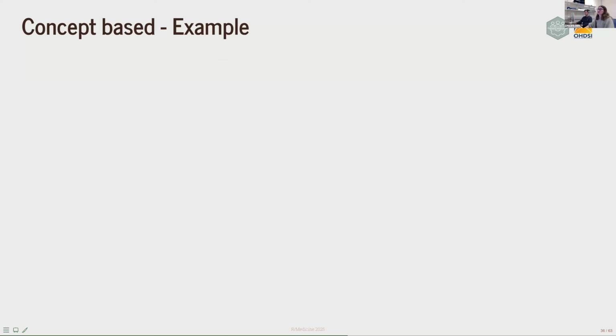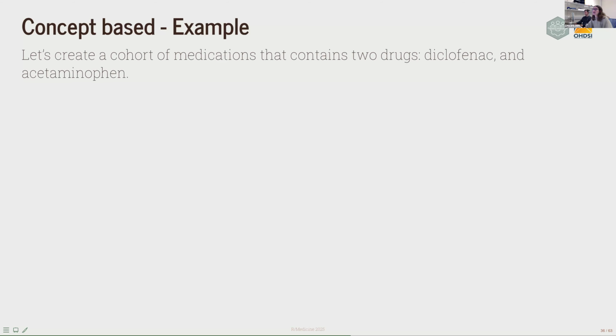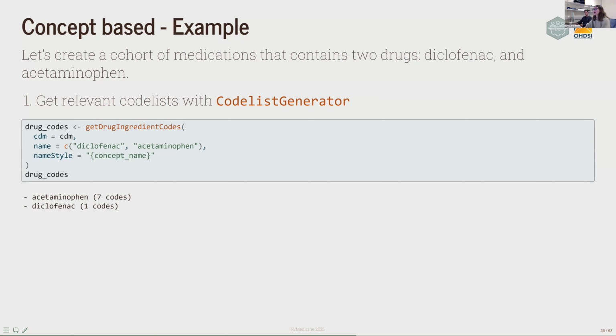So now let's go to another example where we will create a base cohort, in this case based on concepts, and we will create 1 cohort table that contains 2 cohorts, one with diclofenac occurrences and another with acetaminophen. And first of all, here we have to use the code list generator package that was also introduced before by Ed. And in this case, we use the get drug ingredients code to get the code list for diclofenac and acetaminophen. And in these drug codes, we have a list for each of them.